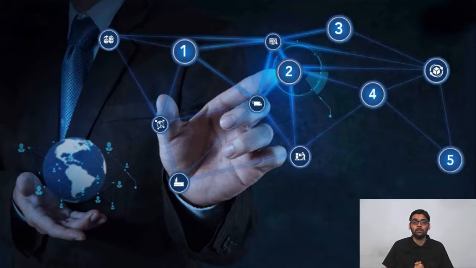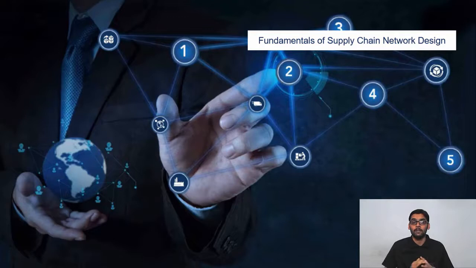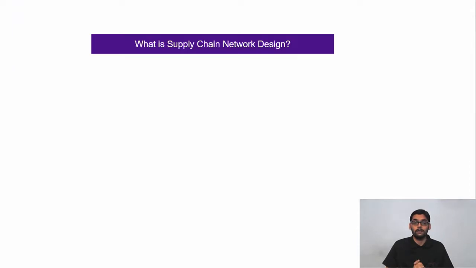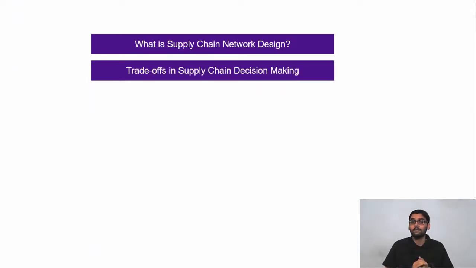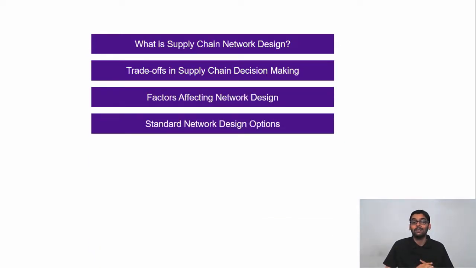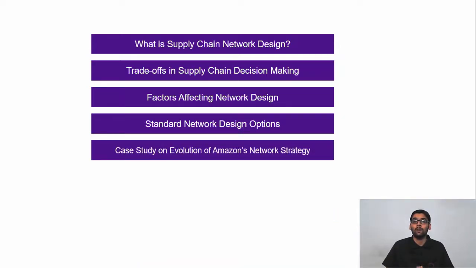I will begin this course by explaining the fundamental concepts of supply chain network design in the next section. Here, you will learn about what is supply chain network design, the trade-offs that typically need to be made in supply chain decision making, factors affecting network design, and finally about the standard network design options that companies use. The last lecture in this section is a case study on the evolution of Amazon's distribution network. The case study will provide you a better understanding of how the concepts you learn are actually used in the industry. At the end of the section, there is a quiz that will test your learnings in this section.